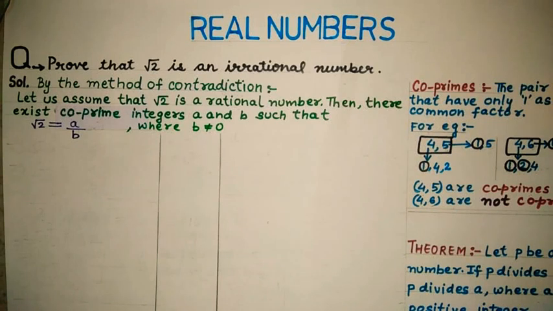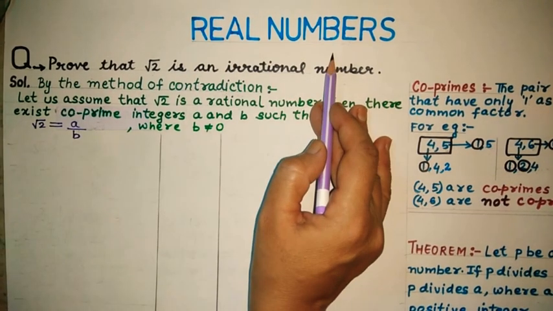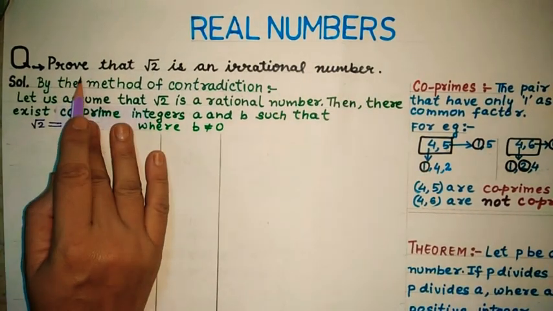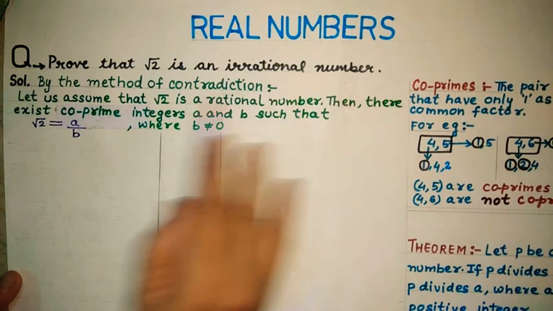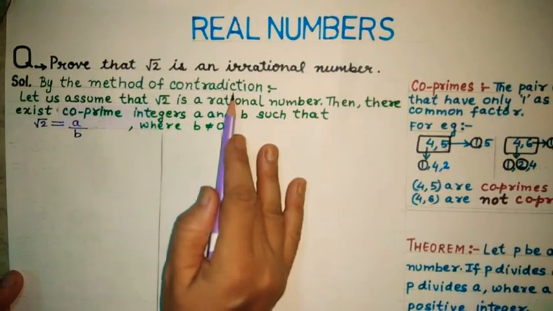Hello students, today we will see how to prove the irrationality of irrational numbers, which is in chapter 1, Real Numbers. Suppose we have to prove that root 2 is an irrational number. We proceed with the method of contradiction.